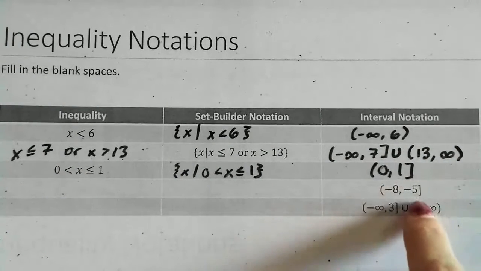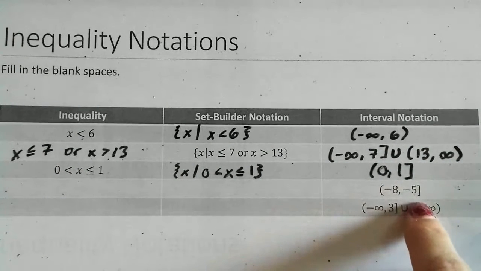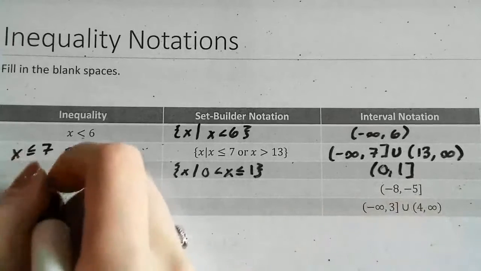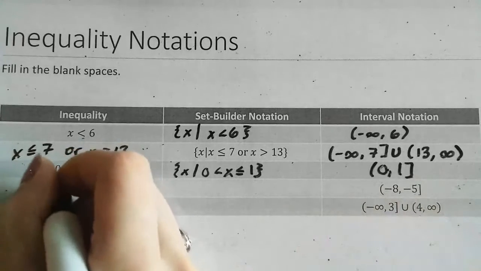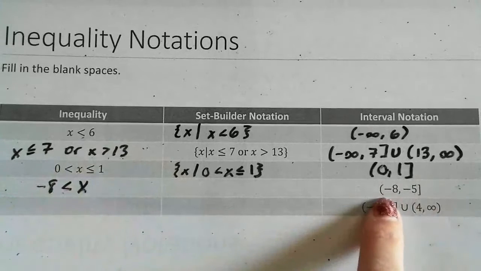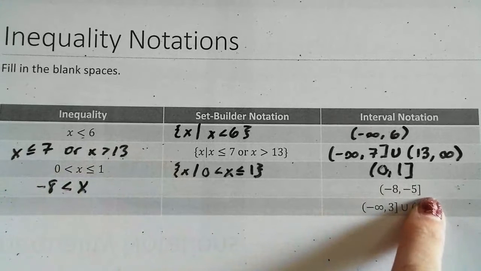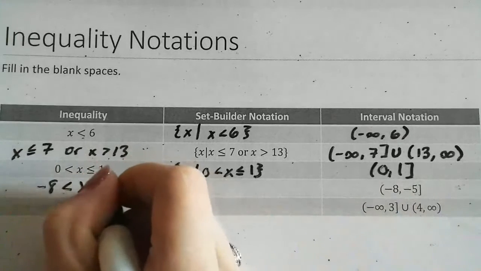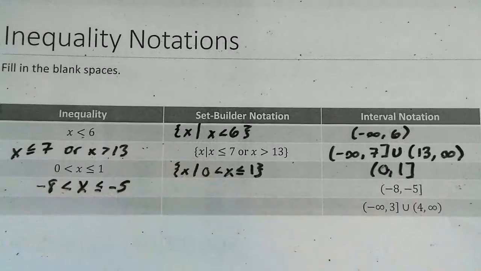In fact, that interval notation looks really similar to the next one. So our inequality notation should look similar too. This time we're saying x is somewhere between -8 and -5. So we will have -8 is less than x. We can't be equal to it because it's parentheses. This time we're going to have a bracket on the -5, so that'll be x is less than or equal to -5.